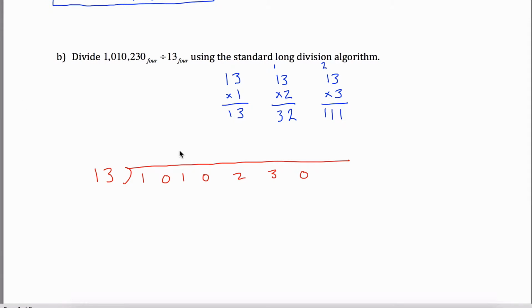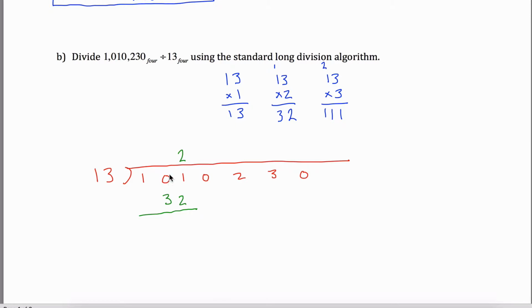I'm going to put a 2 up here because I know that 2 times 13 from above is 32. And now I'm going to subtract. When I'm subtracting here, let's see, should I mess up this number? I guess I can mess it up. I can't take 2 away from 1.